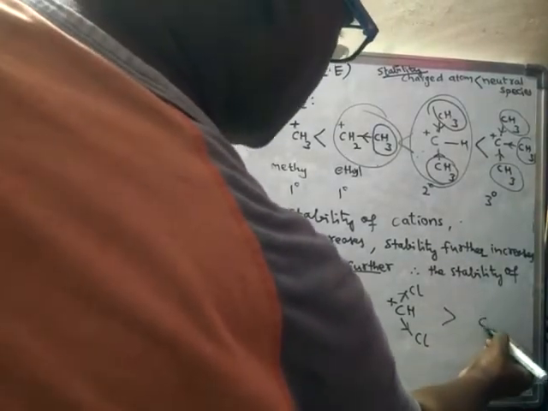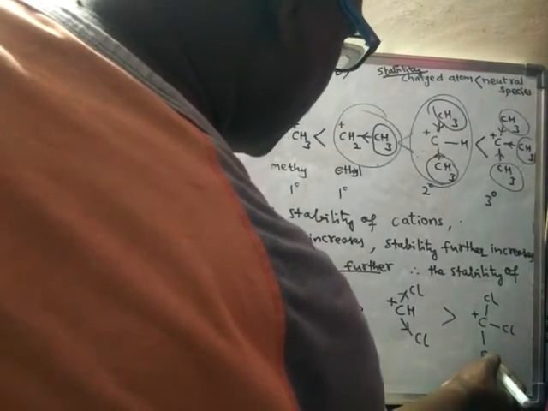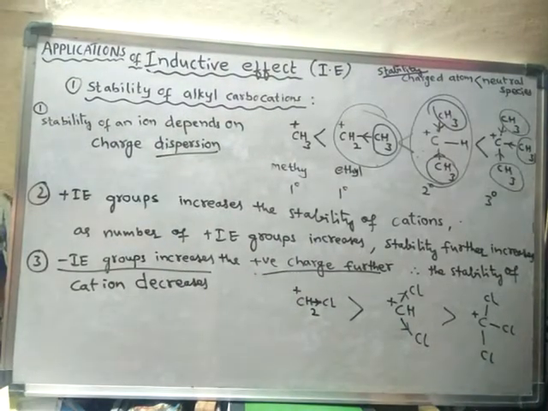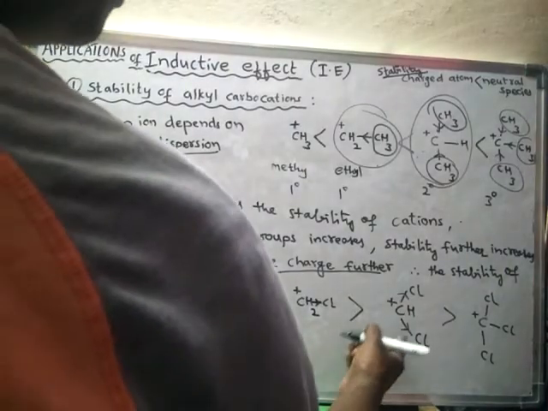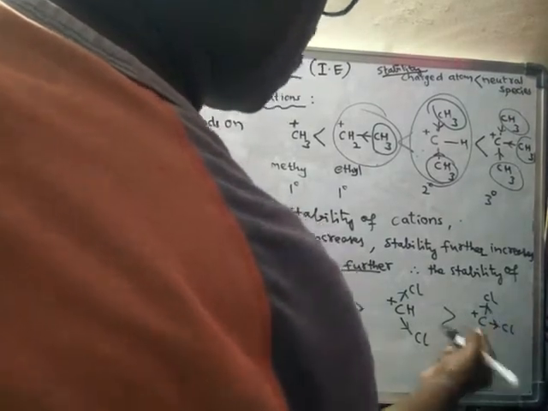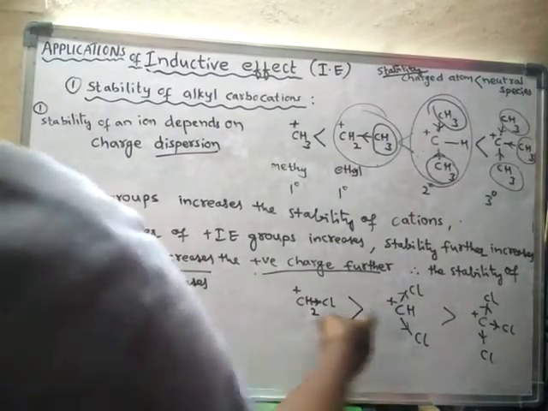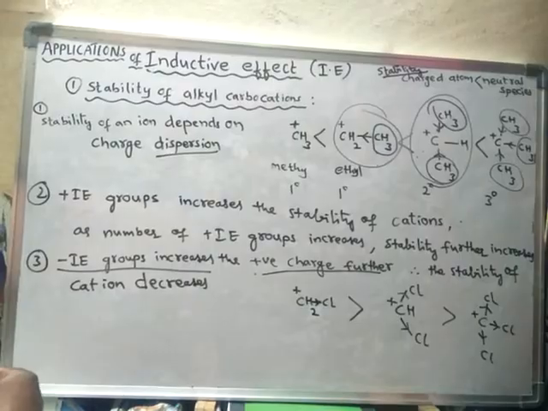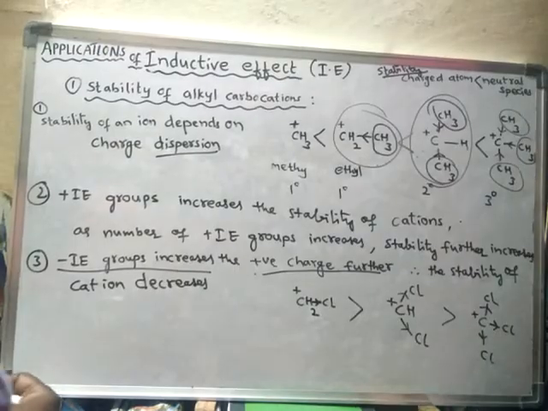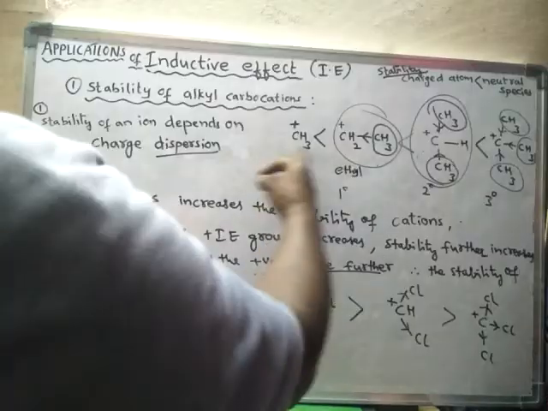Suppose three chlorines are attached to this carbon, so it will become still less stable. So this is more stable when compared to this one, and this is more stable when compared to this one, because these three minus IE groups are attached to the cation. So every minus IE group will further increase the positive charge on the cation. Therefore the stability of the cation will decrease. So out of these three, this is more stable. Whereas here it is opposite.